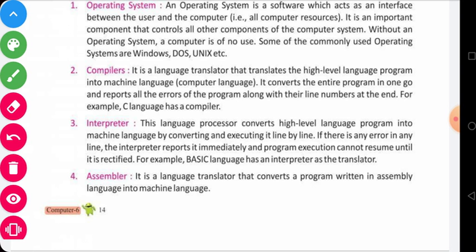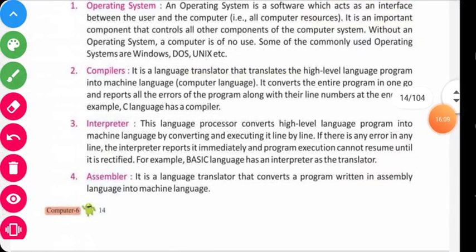This is a language processor which also converts a high level language program into machine language by converting and executing it line by line. Line by line means it first reads one statement, and after reading the first statement, it checks to see if there is any error or not. If any error is generated, then the interpreter reports it immediately, and the program execution cannot resume until the error is rectified. Compiler and interpreter work very differently. In a compiler, the translator reads the whole program, whereas in an interpreter it reads statement by statement.